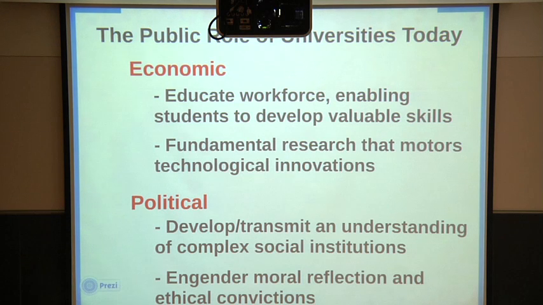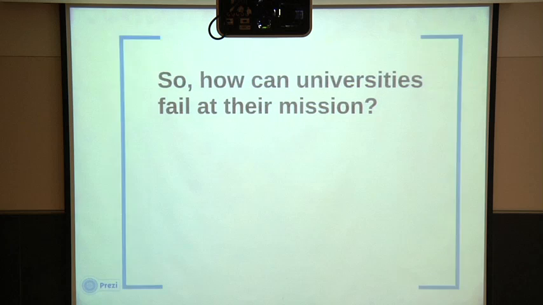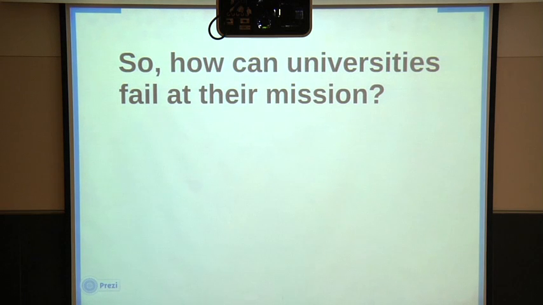And ideally, although this is contentious for all sorts of reasons, they might enable ethical and moral reflection that ends up guiding people's lives better later on when they become leaders of various institutions. So that's, I think, the 10,000-foot view of the way education has come about and the way it's conceived of a lot today. So the question is, how can universities fail at their mission?